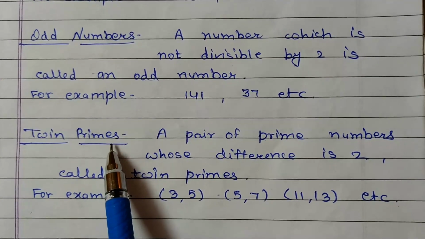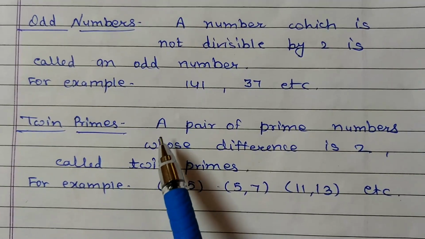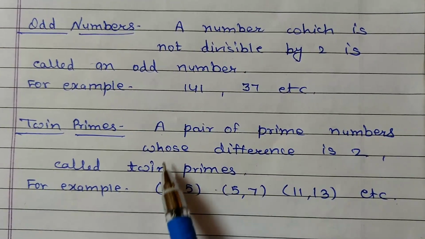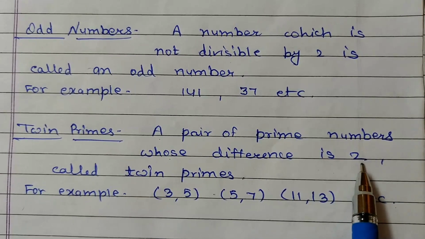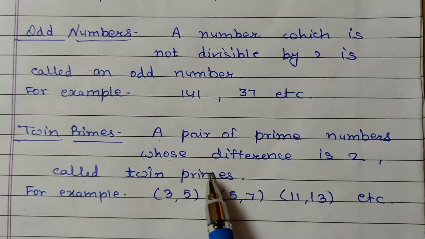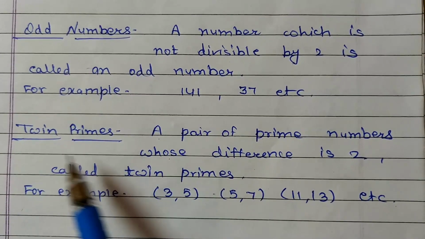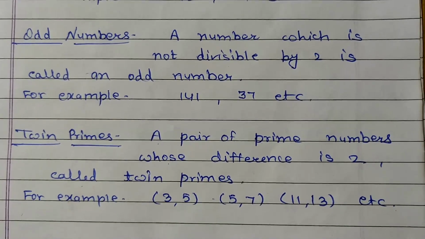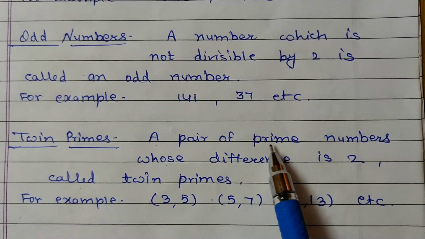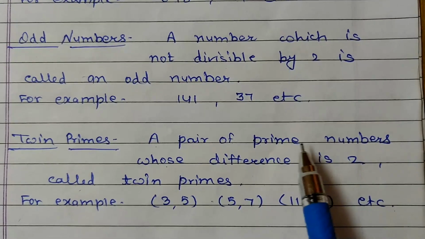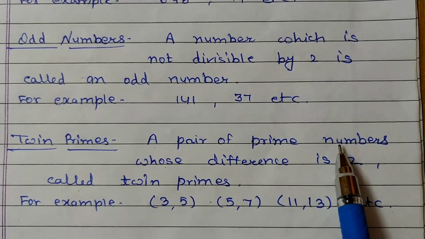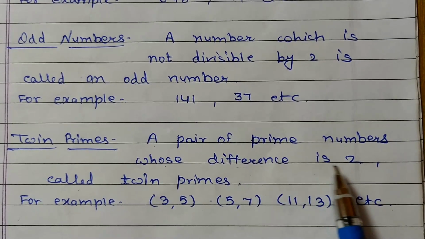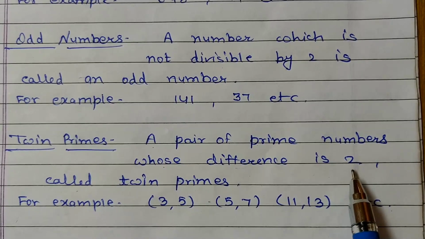What are twin primes? So here, see this. A pair of prime numbers whose difference is 2 is called twin primes. Now for twin primes we have two conditions. First condition, both the numbers must be prime. And the second condition, the difference of the two numbers must be 2.